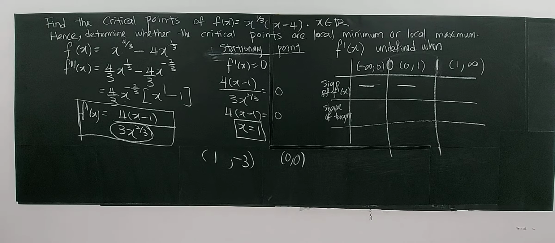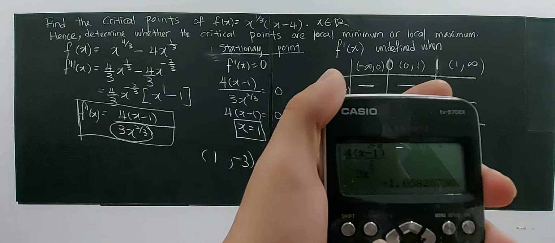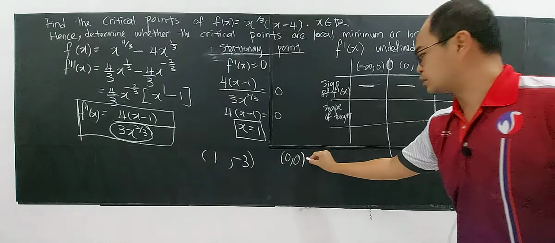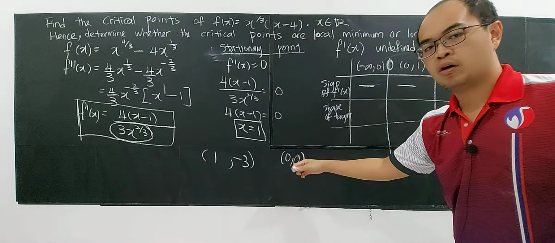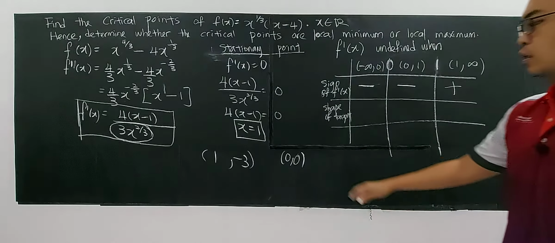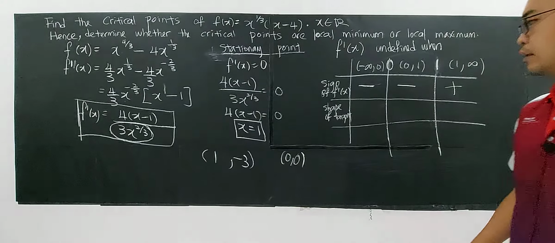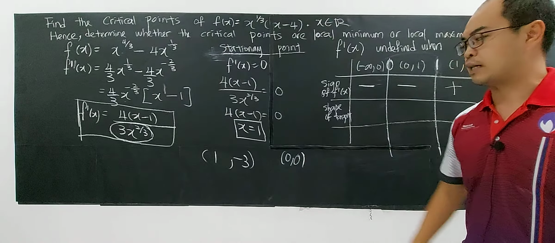So for 1 to infinity, you can calculate 2, and then you're getting a positive number. So it means that 0, 0 is neither a maximum nor a minimum point. It's just a critical point, a critical point where f prime x is undefined. It's already verified and confirmed that this is a point where the tangent is undefined.